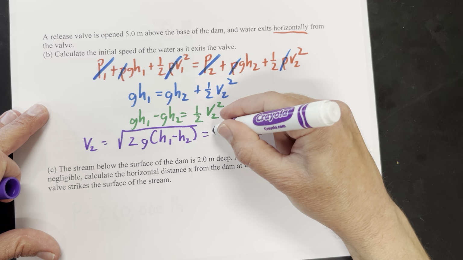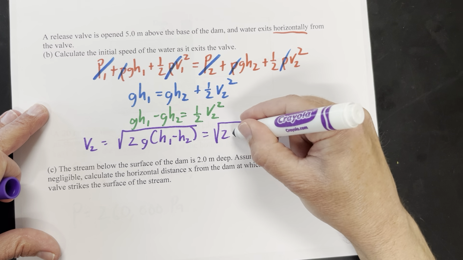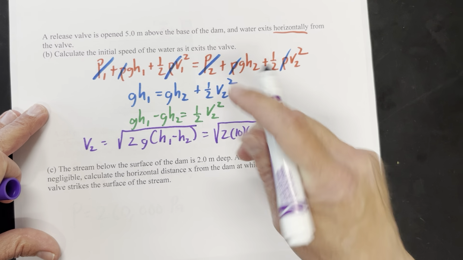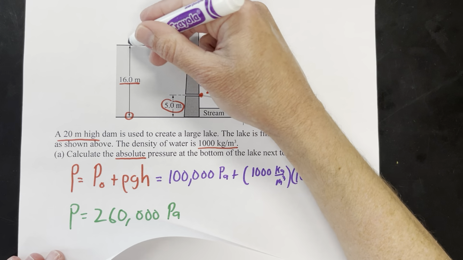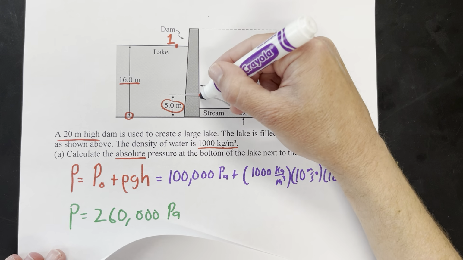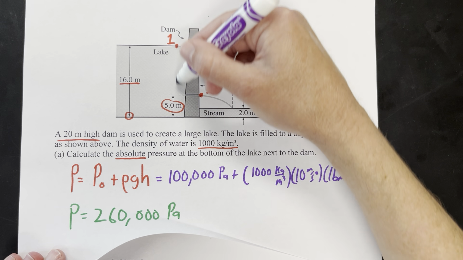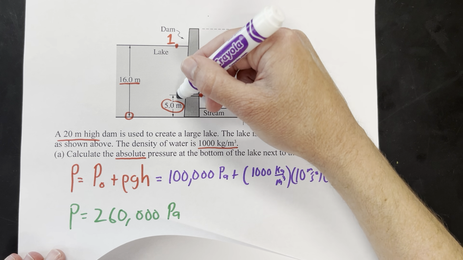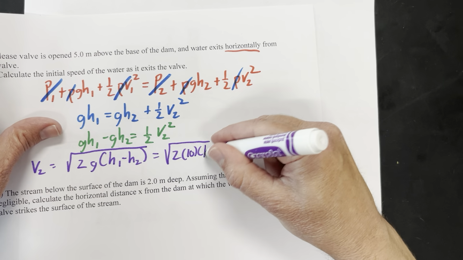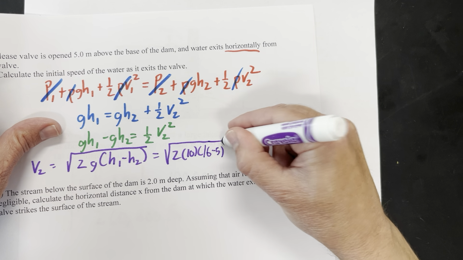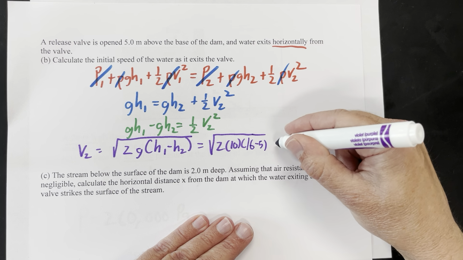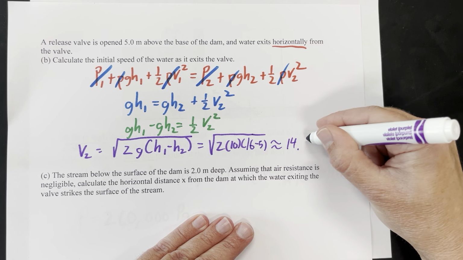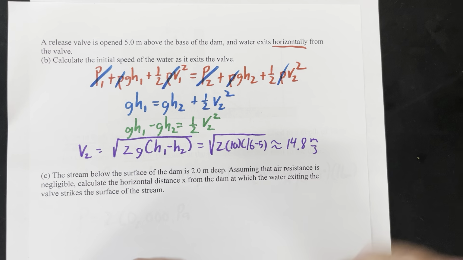And so we can plug in for all of these values. So 2 times 10, and h1 minus h2, be careful here that you put this in, so it's 16 minus 5. In other words, we want the difference from here to here, which is 11. So 16 minus 5, and then if you work all of that algebra out, you will get roughly 14.8 meters per second, depending upon where you've rounded.